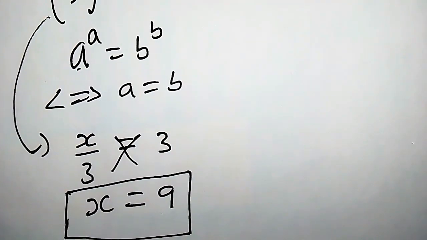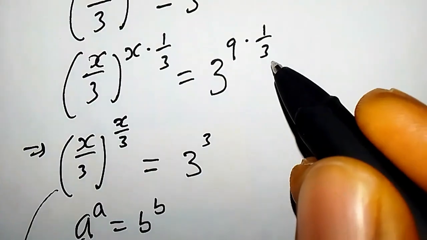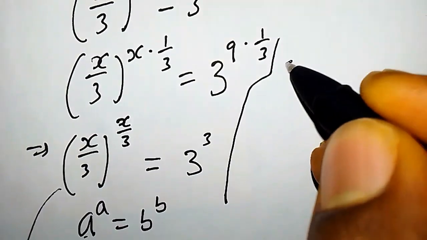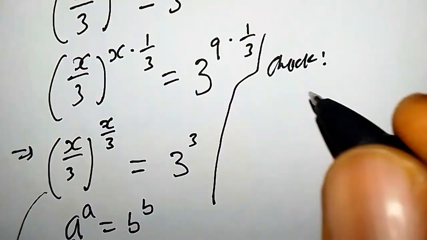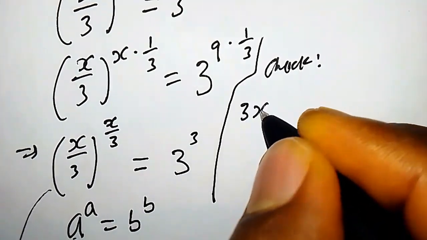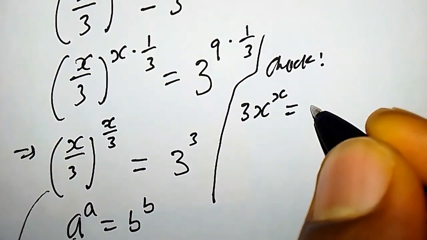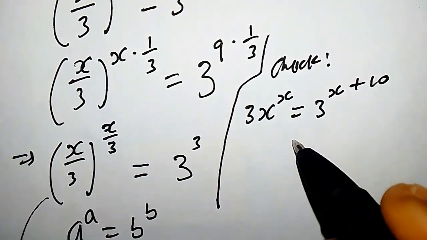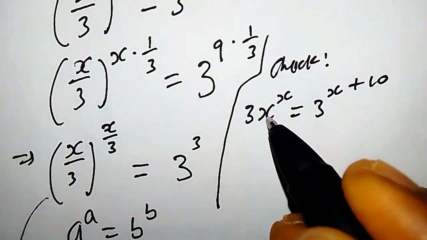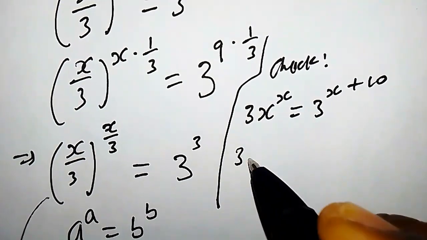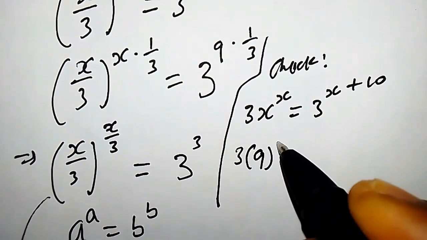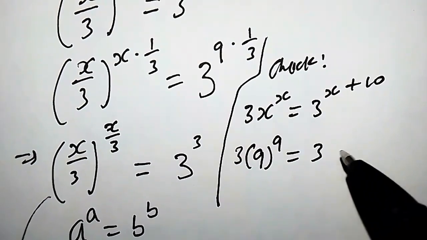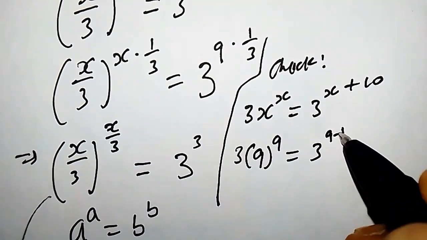Now, how do we check if what we've done is right? Let's just do it here. So check. The original question says 3x to the power of x is equal to 3 to the power of x plus 10. The value of x that we obtain is 9. So we are going to plug in the value of 9 here. So we're going to have 3 times 9 to the power of 9 equals 3 raised to 9 plus 10.